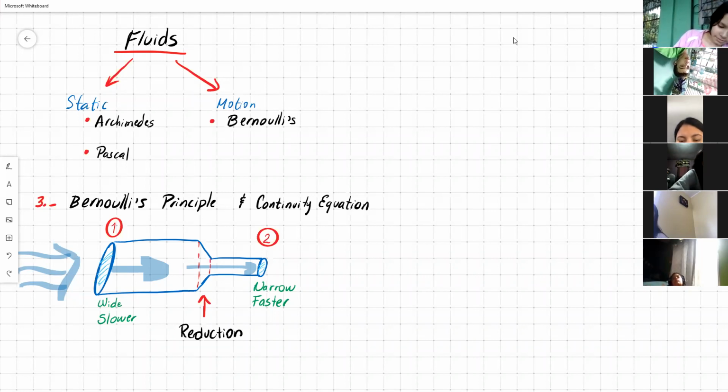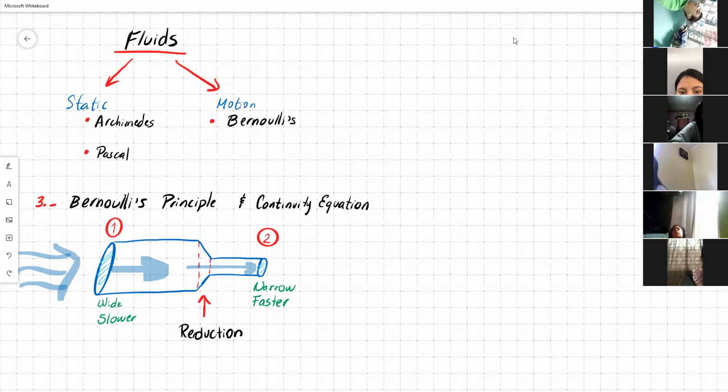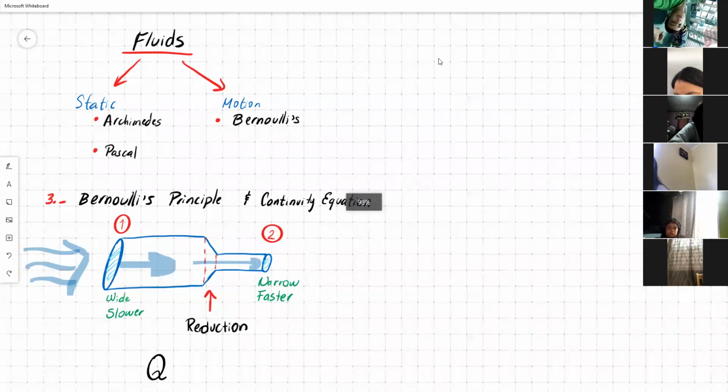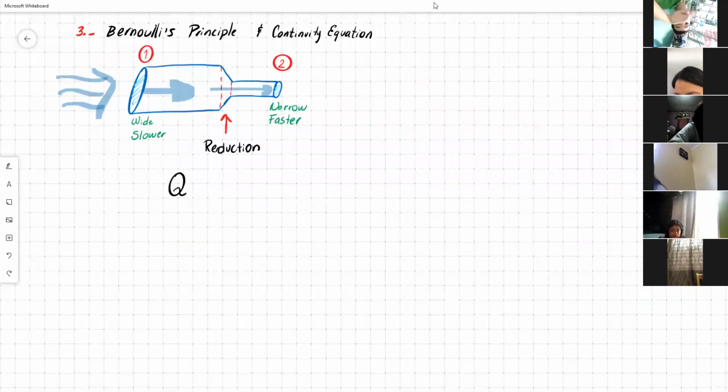So in Bernoulli's principle, in the continuity equation, it establishes that the flow rate, Q, okay? Q in part 1 is going to be the same as the flow rate in part 2. Just like we did in the hydraulic lift, right? We related the two sides of the hydraulic lift, and we're going to do the same here, but on a pipe.